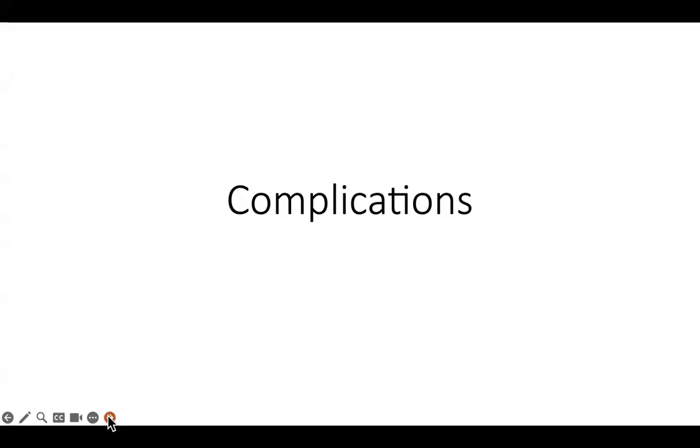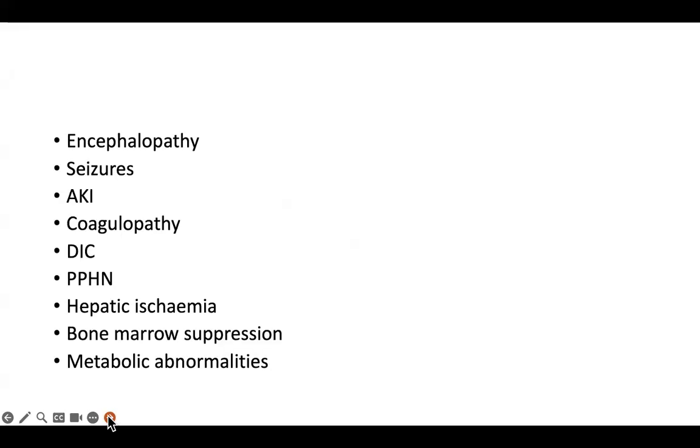Now, before we discuss the management of HIE, let's go through the complications, because then we know how to work out the management. So we obviously know they can develop encephalopathy and seizures. So think about all the pathologies that can happen to each and every organ system due to lack of oxygen or lack of blood flow. In the kidneys, ischemia leads to acute kidney injury. They can get coagulopathy, DIC.